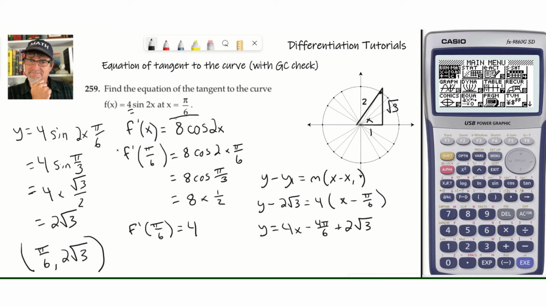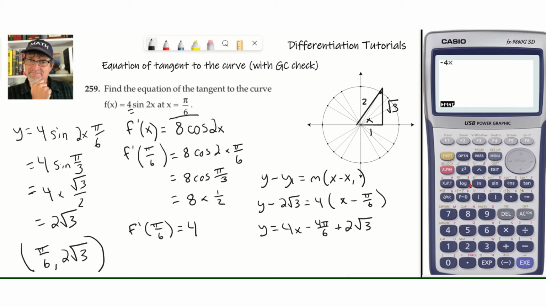Now let's go to the calculator and evaluate all these constant terms. So we've got minus 4 times pi divided by 6 plus 2 times the square root of 3. And that's giving us 1.3697. So our answer is y equals 4x plus 1.3697. Great.